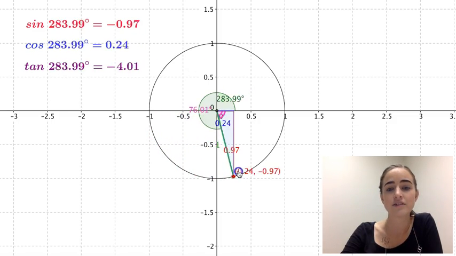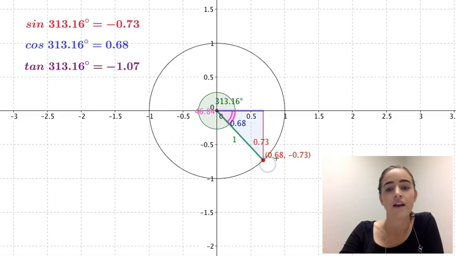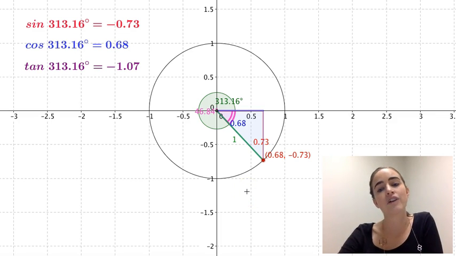All right, our last one over here. Still works the same. Sine is negative this time though, because our y coordinate is still negative because we're below that axis. But because we're on the right, our x coordinates are positive, so cos is positive. And again, because we're going a negative number divided by a positive number, tan will end up being negative as well.